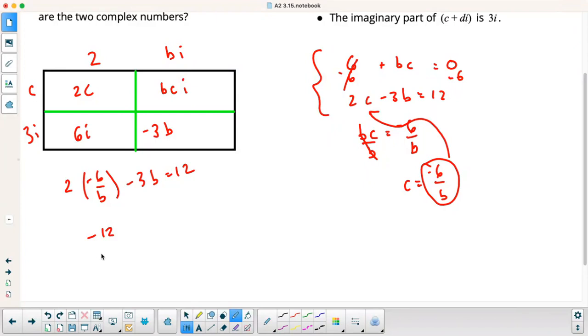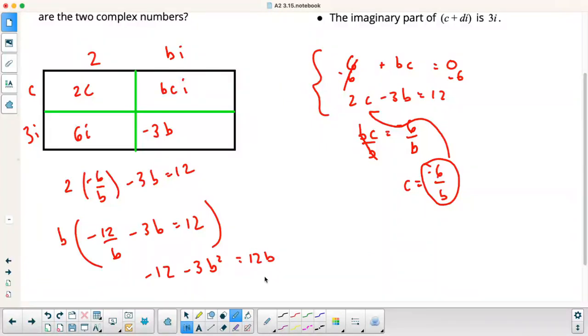So I'm going to get -12 over B minus 3B equals 12. Let's see here. What would I do now? If I multiply everything by B, that'll clear my fraction. So the B's will cancel here. I get a -3B squared equals 12B.